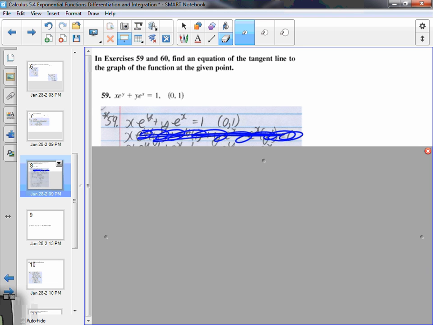Now, if that was just an x, the derivative of e to the x is e to the x. But it's not an x. It's actually an expression of x, right? Y is our function. So that's a u. Treat it like a u and chain rule it. The derivative of e to the u is e to the u times the derivative of u. So the derivative of e to the y is e to the y times the derivative of y.